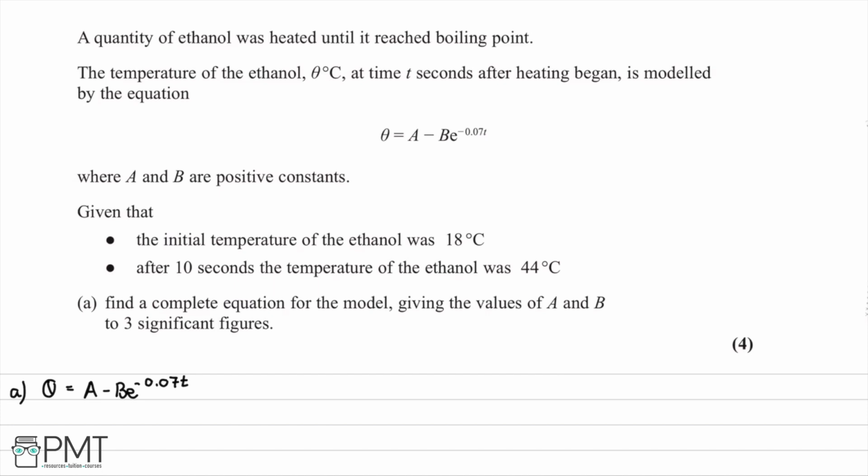So what do we want to do here? Essentially, we're given some information and we need to complete the equation. And when the question says complete the equation, what does this mean? This means that we want to find the values of A and B, so find these constant values. So how are we going to do this?